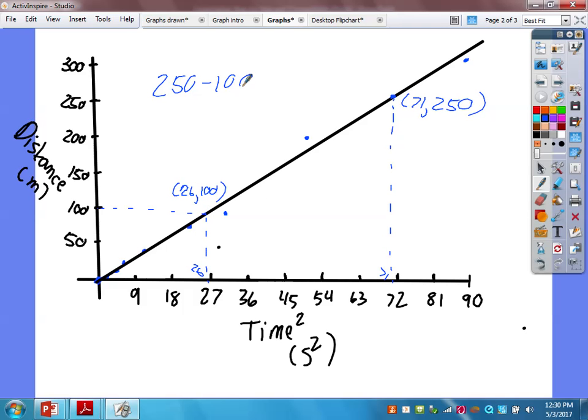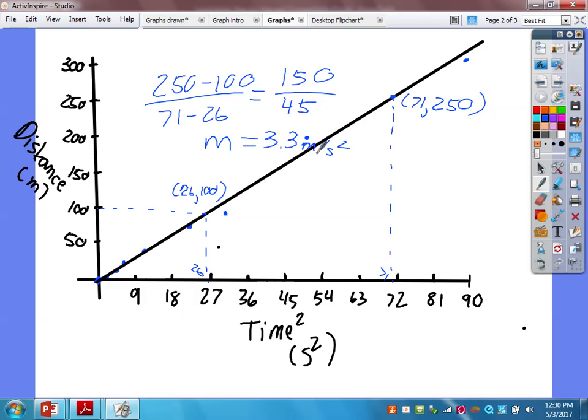250 minus 100 over 71 minus 26. This is 150 over, what's that? 45? 45. And 150 divided by 45. I have found my slope. My slope to be 3.3 meters per second squared. How do I know it's meters per second squared? Distance in meters over time squared. This is my slope. Okay?